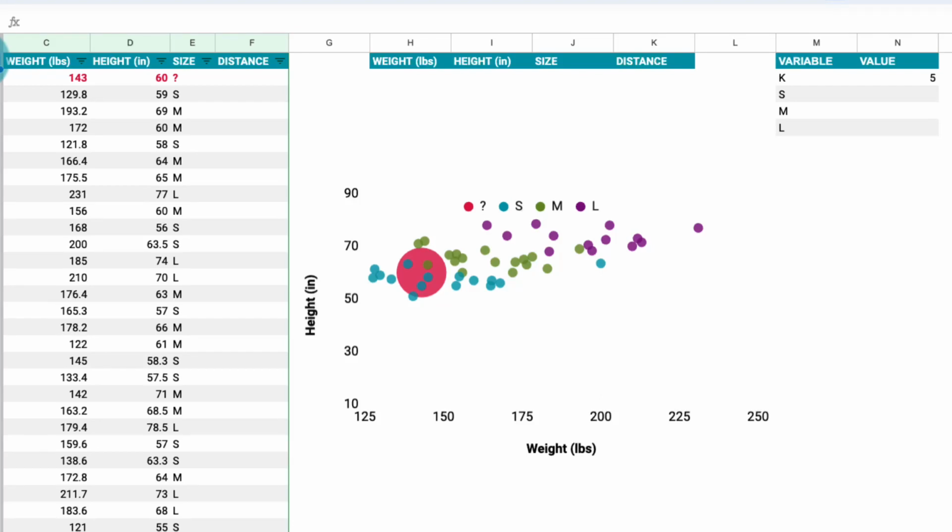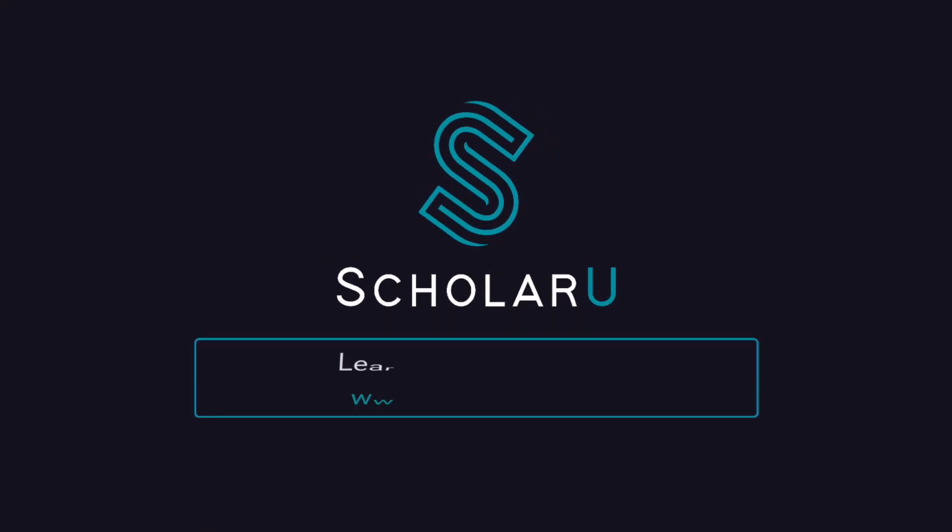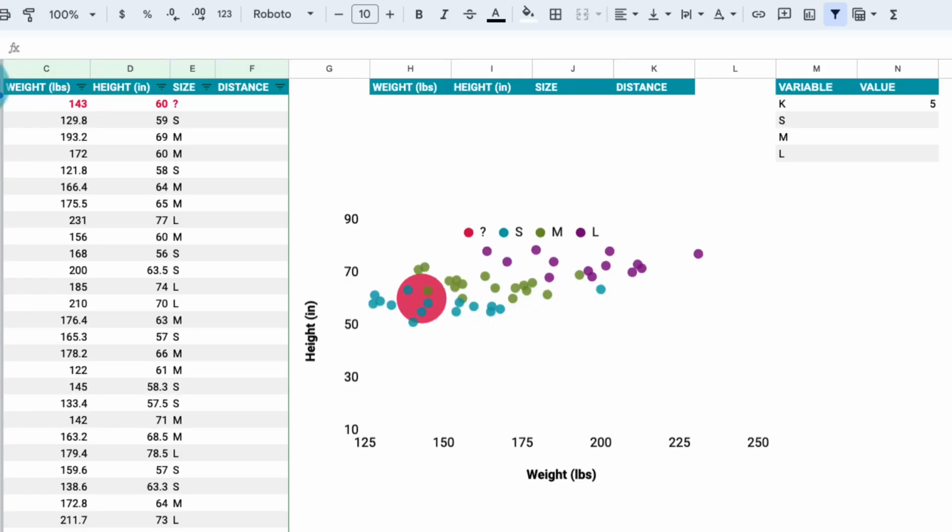In this tutorial, we're going to build a k-nearest neighbors algorithm in Google Sheets. Let's get started. Let's look at the data set that we have.